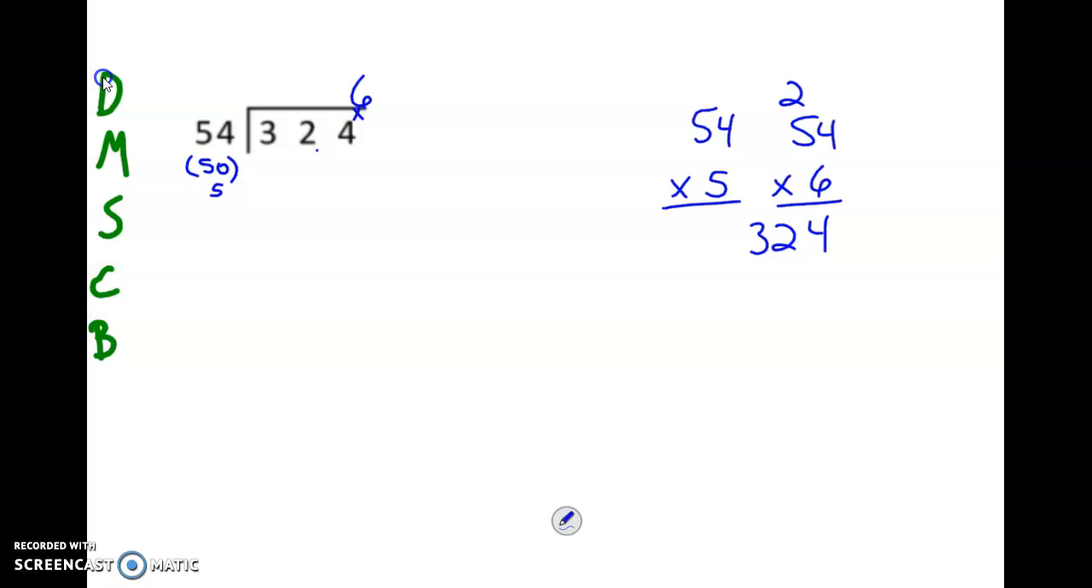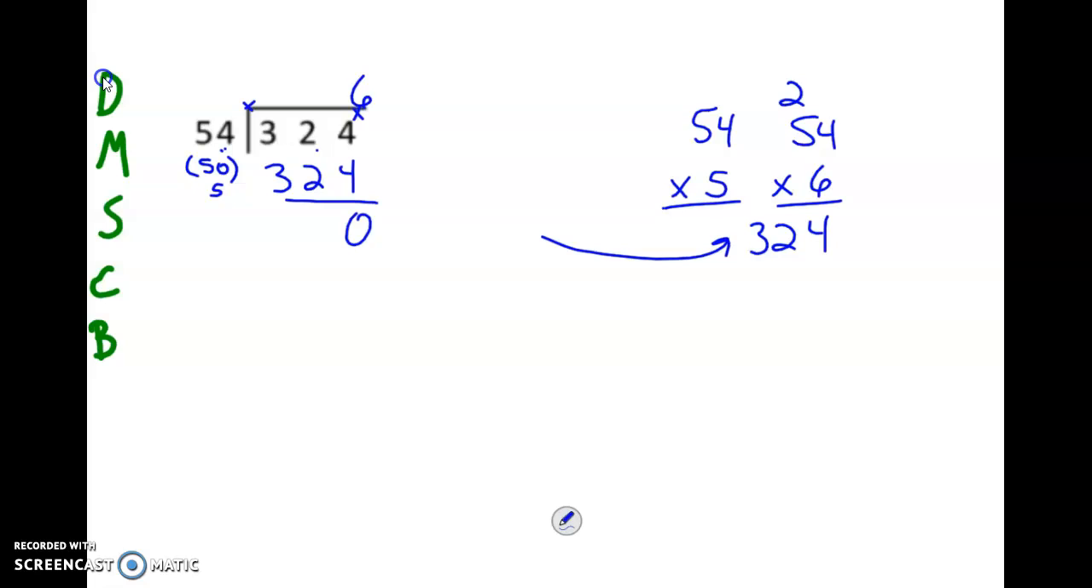That's the dividing step. Remember, the next step is multiplying. So I'm going to multiply the 6 times the 54. We got 324. And if you can't remember, look back over to your spot over here. Subtract is the S. I get 0. Compare, this 0 has to be less than the 54, and it is. And then bring down.